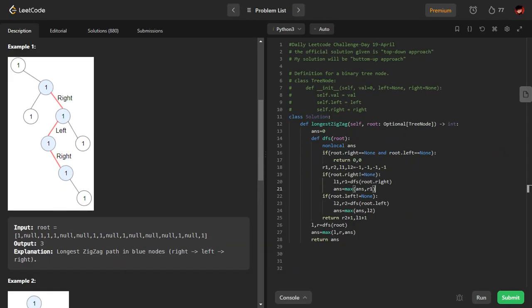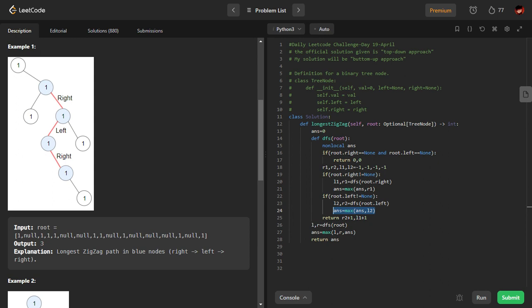So if my left child exists, I am calling the DFS function on that. It will return two things: its left and its right. I only have to consider its right. I cannot consider its left. But maybe the left could have been the answer. That's why I will check if it's greater than my current answer, and if so, I will update my current answer.